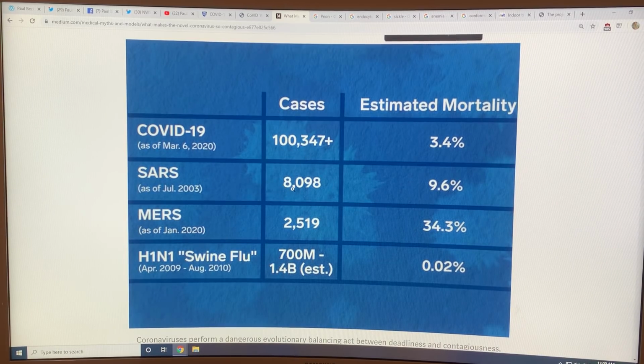This is SARS, small number of cases, high mortality. MERS, even smaller number of cases, much higher mortality. Swine flu, huge number of cases, very low mortality. So usually there's an inverse relationship between these. COVID is in the sweet spot. These numbers are continually updating.